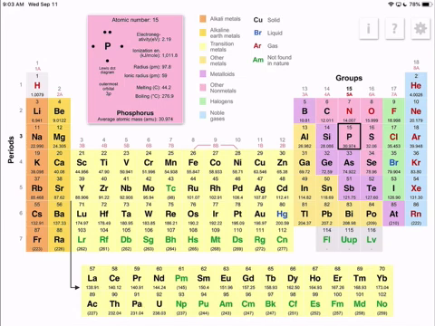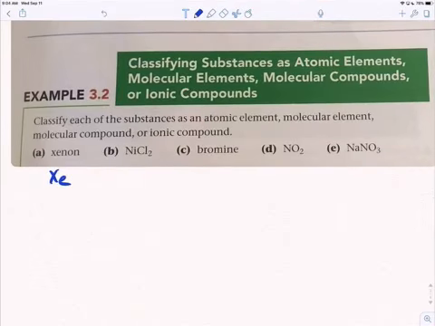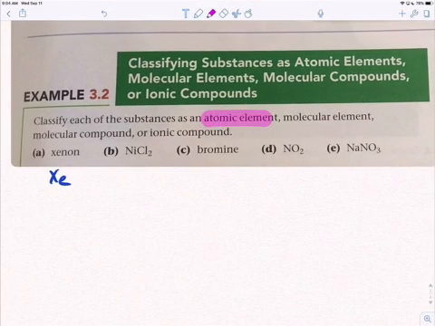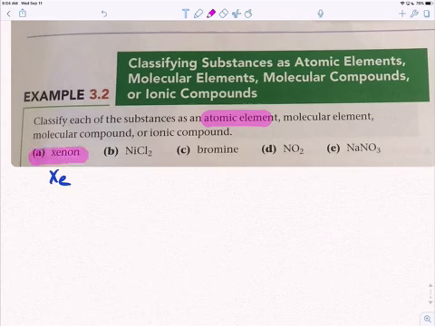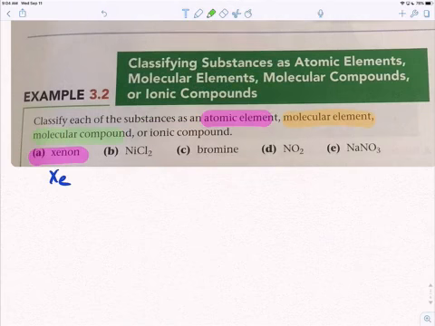The metalloids, the semiconductors, tend to form molecular solids, kind of like diamond or graphite, so similar to carbon in that. So xenon, it's a noble gas, it's just by itself. This one, I guess I can highlight. Atomic elements. Xenon is an atomic element. Molecular element. Molecular compound.